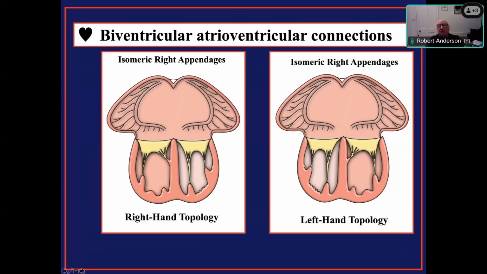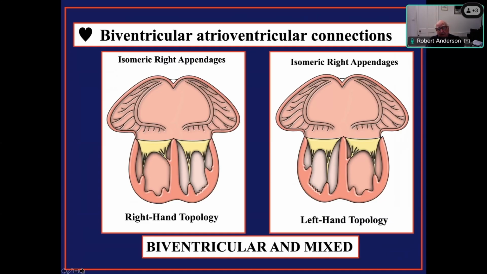So fully to describe this biventricular connection, we need to take note both of the fact that there is isomeric atrial appendages and the type of ventricular topology. So this is a biventricular and mixed atrioventricular connection.